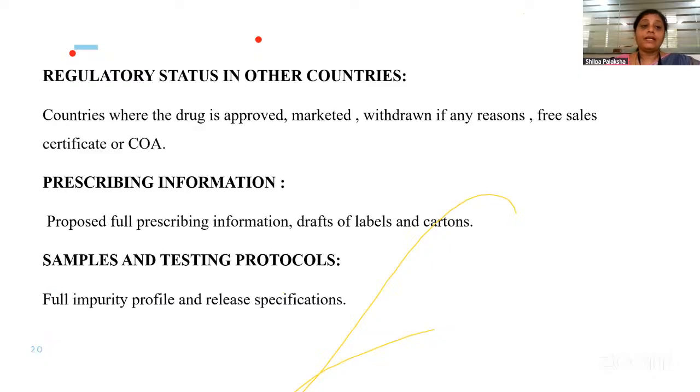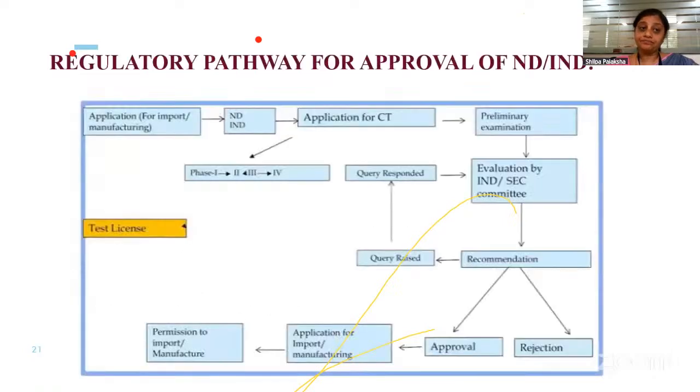Then regulatory status in other countries: whether in other countries this is a labeled drug or is yet to be approved, what the status of marketing is, or if it has been withdrawn, what the reason for withdrawal is. All these things have to be mentioned in the application. Prescribing information, the proposed full prescribing information, including draft labels and cartons, should be present. And samples should be given in sufficient quantity so that protocol testing can be done, and the full impurity profile and release specifications should be attached.